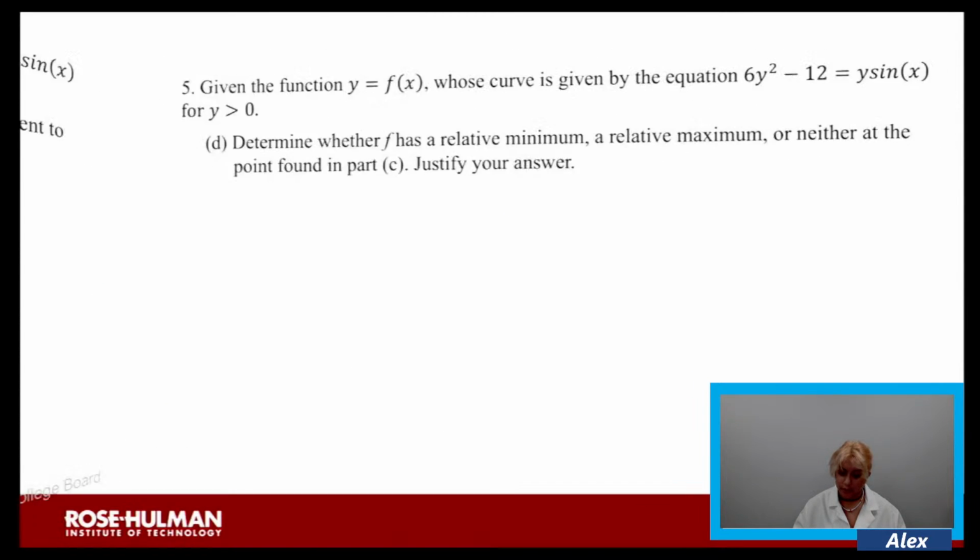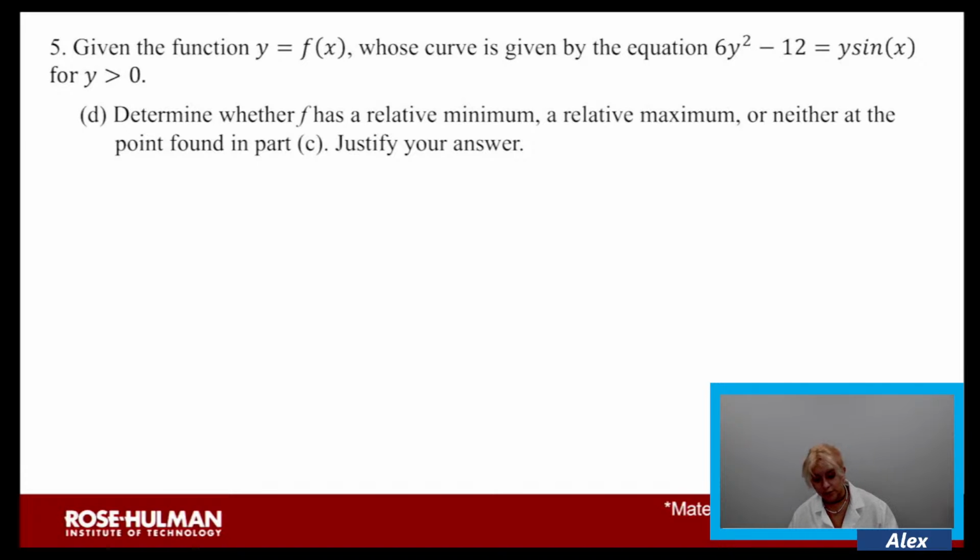so it is horizontal. For part D, determine whether f has a relative minimum, a relative maximum, or neither at the point found in part C. Justify your answer. Okay, so this is asking if that point that we found is one of these or one of these, as in one of the lowest points on the graph or one of the highest ones.